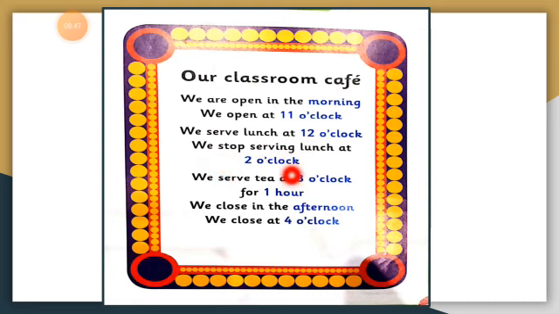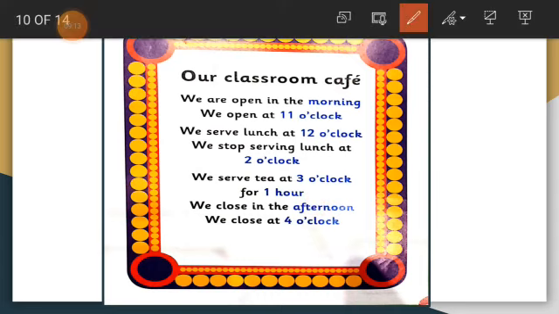We serve tea at 3 o'clock. For how long? For 1 hour. Only for 1 hour we are going to serve the tea. We close in the afternoon. We close at 4 o'clock. At what time are we going to close our cafe? 4 o'clock. Okay, you can see over here 11 o'clock.